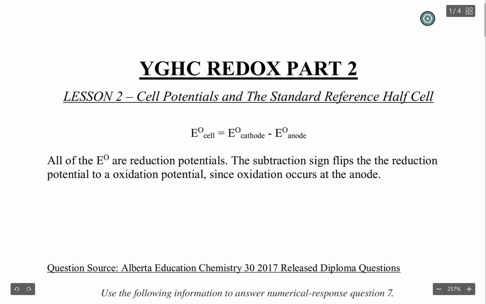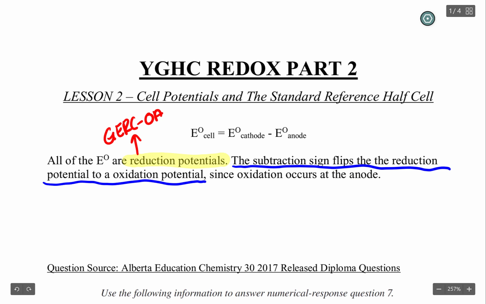Now, please remember that these are reduction potentials. Reduction is the gain of electrons. Reduction, cathode, oxidizing agent. Now, you might go, well, if these are all reductions and I know that oxidation happens at the anode, why am I using a reduction potential? Isn't there something called an oxidation potential? And the answer is yes. The oxidation potential is actually the reduction potential, but with the opposite sign. That's what the purpose of this negative sign is. This negative sign here, or the subtraction sign, this flips the reduction potential to oxidation potentials.